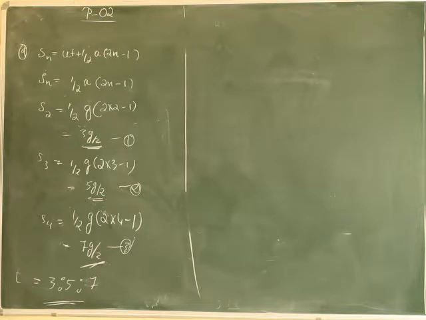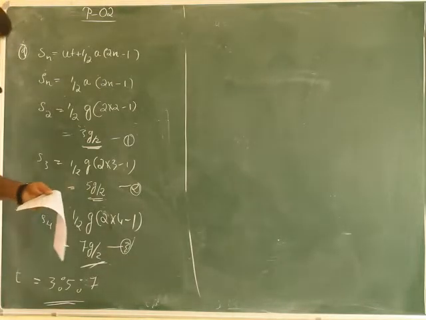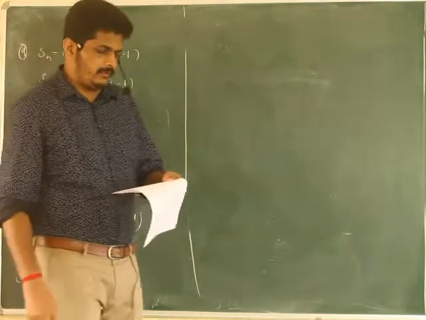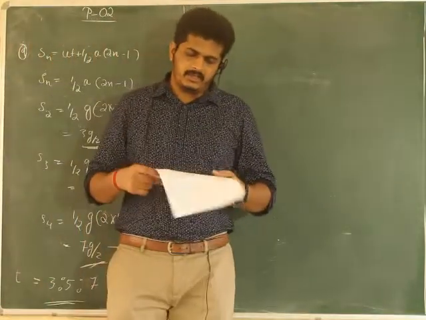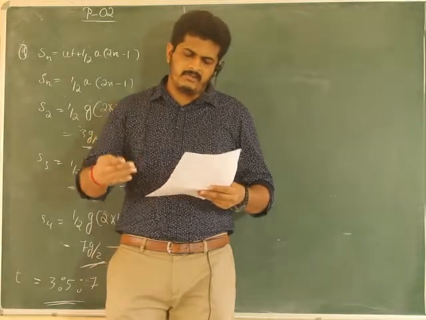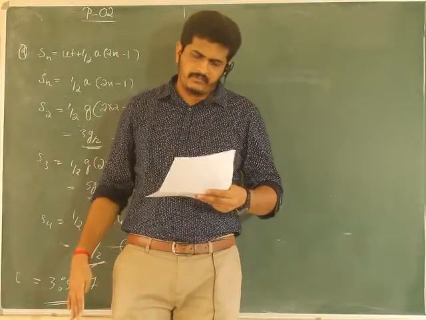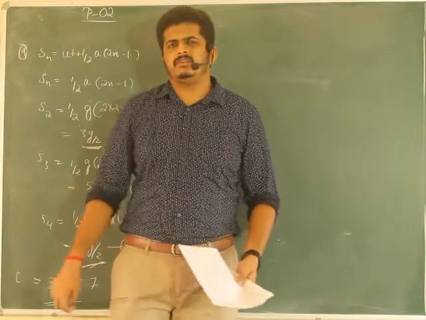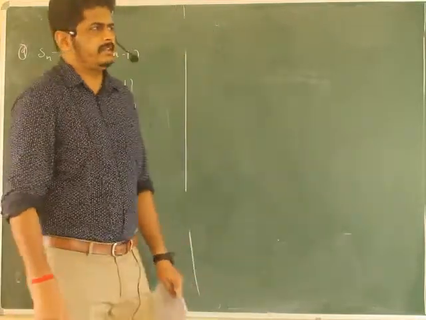Question number 10. I read the question. Question number 10 says, a stone falls freely from rest from a height h and it travels a distance 9h by 25 in the last second. The value of h is? The stone falls freely from rest from a height h. It travels a distance of 9h by 25 in the last second. It is almost similar to distance traveled in the nth second, the same concept.